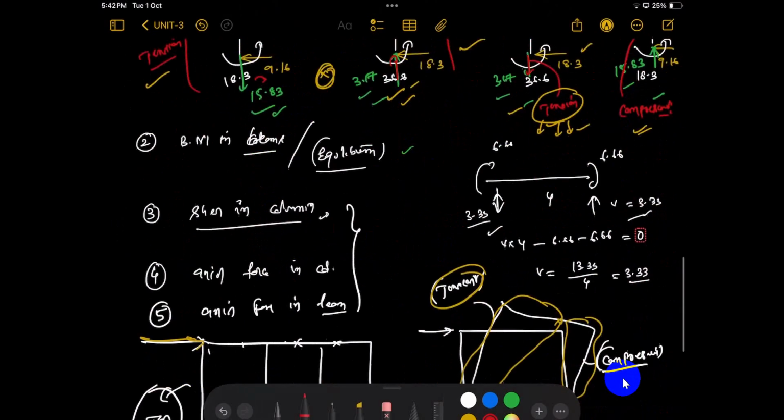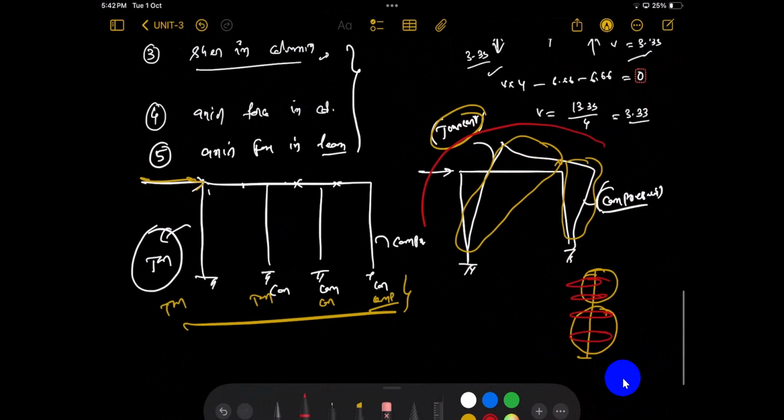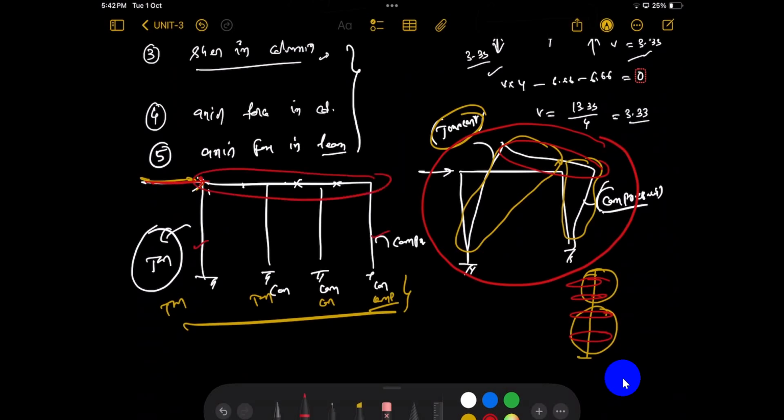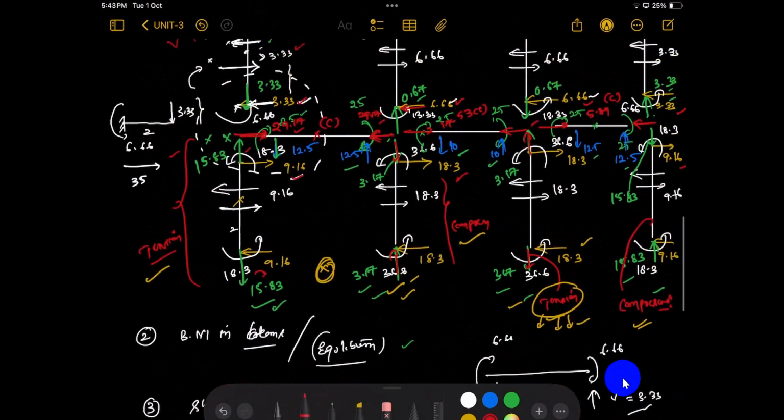If you check this portion, the beam is in compression only. If you check this direction also. If you throw down a force here to the joint, this column may be in tension, this column may be in compression, but this beam must be in compression. So there is no chance for a beam to enter into a tensile force. Okay, understood? That's it. Everything is over.